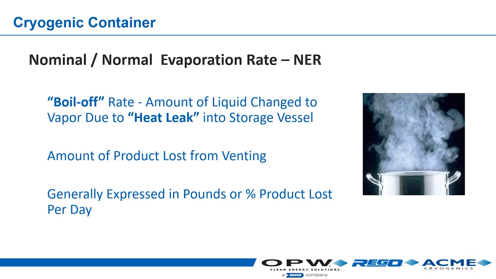And when you have a cryogenic container, if the liquid's boiling too fast and it's turning into a gas, it's going to create higher pressure, and that product's going to vent off, which means you're losing that product. So the better the container you make, the less product you lose. So the amount of product loss from venting is what you're trying to control. And again, as I mentioned, NER is expressed in pounds or percentage of product lost per day.